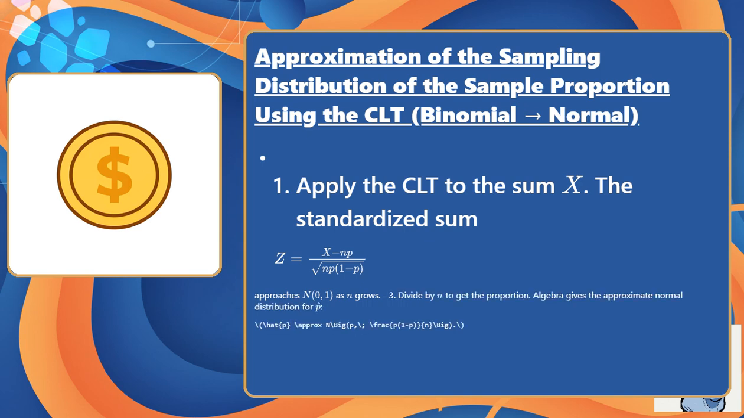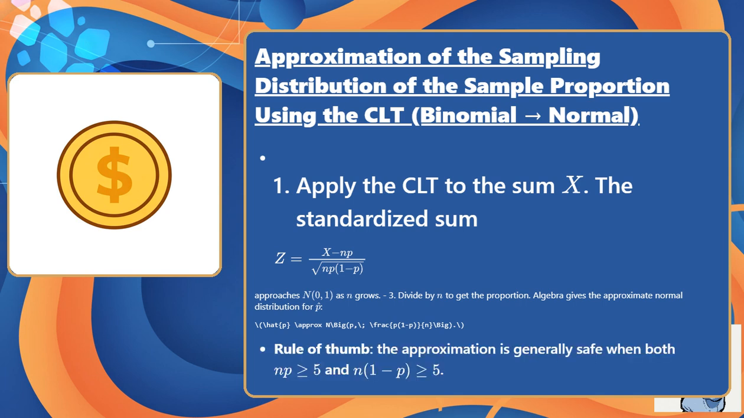Step 3. Divide by n to get the proportion. Algebra gives the approximate normal distribution for p hat. P hat is approximately normal with mean p and variance p times 1 minus p divided by n. Rule of thumb: the approximation is generally safe when both np is greater than or equal to 5, and n times 1 minus p is greater than or equal to 5.